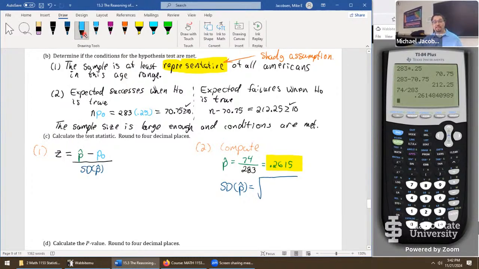This is really very tricky because if you go by muscle memory, you're probably going to be tempted to put p hat here. I know I am. But in hypothesis testing, if it's the standard deviation, we're putting p naught inside instead. Then 1 minus p naught, division by n.